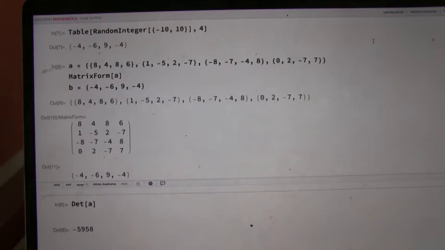Okay, so we're not going to find all of the x's for this, but let's say I wanted to find what x1 was. So what computation would you do? You'd have to pick a new matrix and replace this 8, 1, -8, 0 with this, -4, 6, 9, -4.